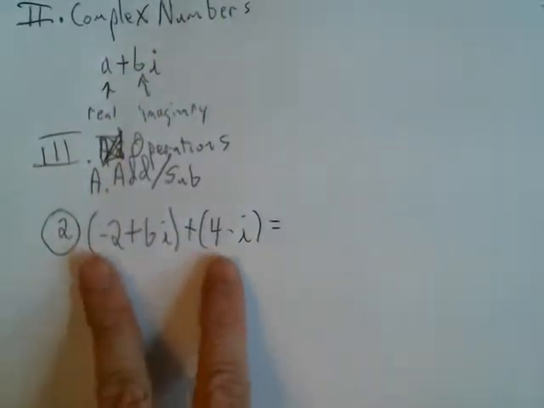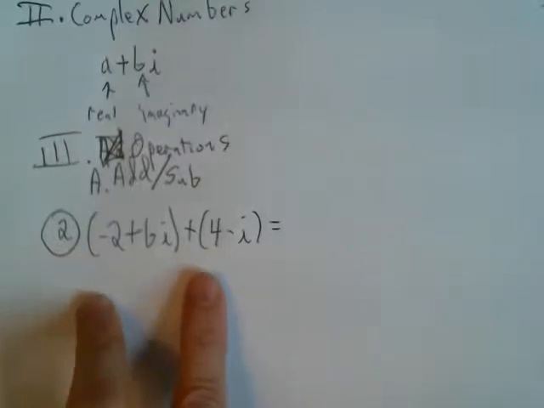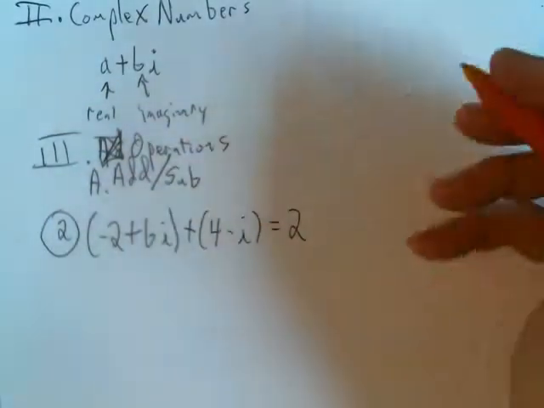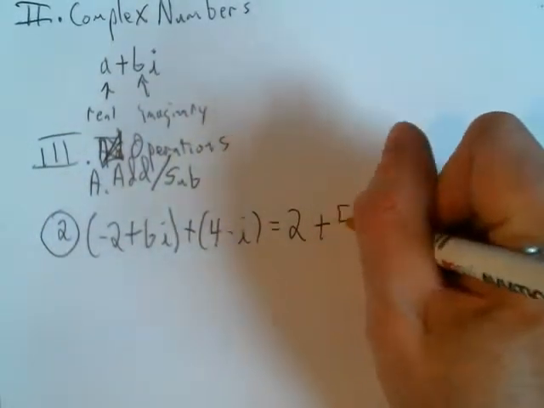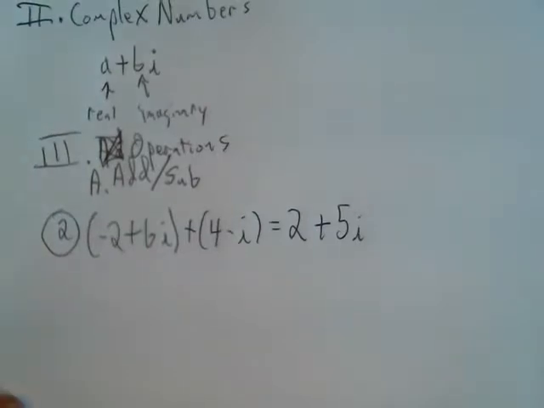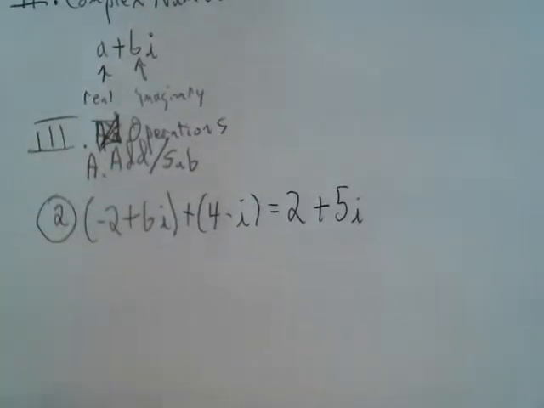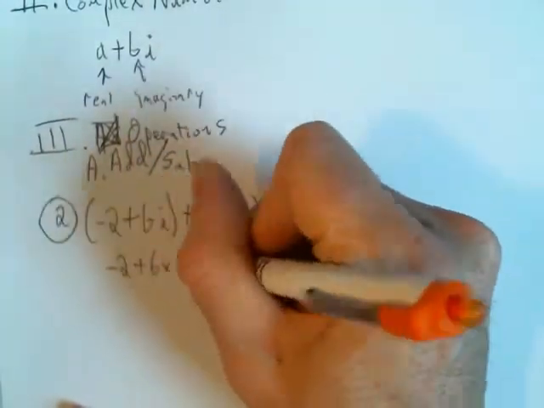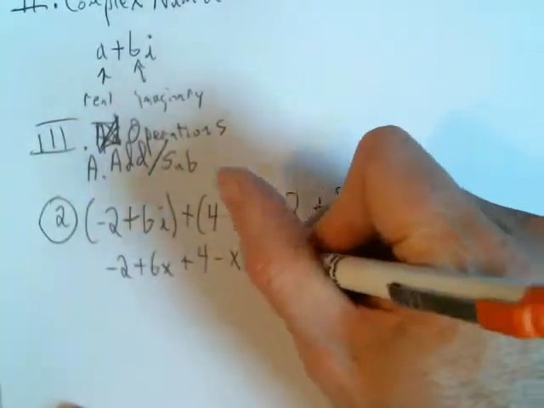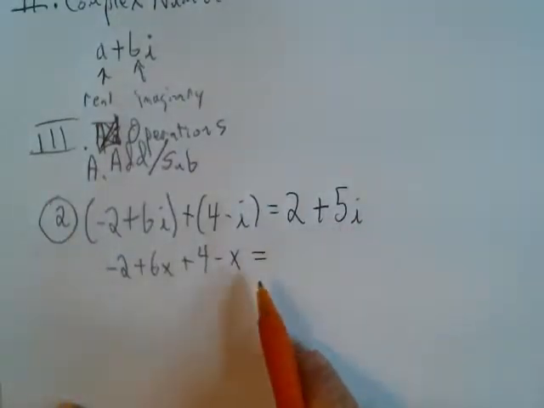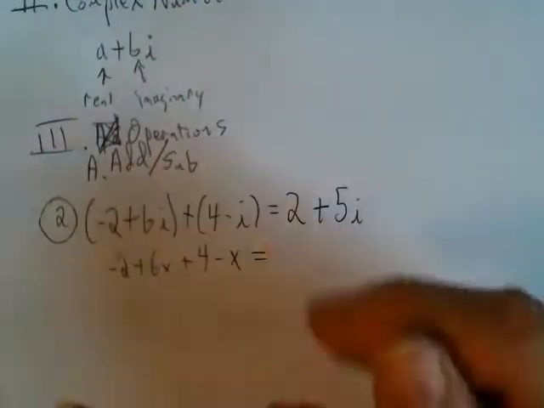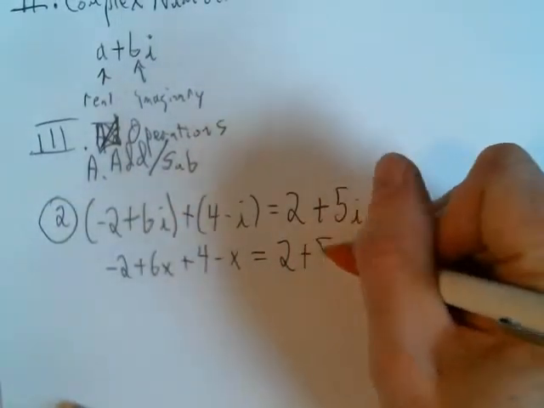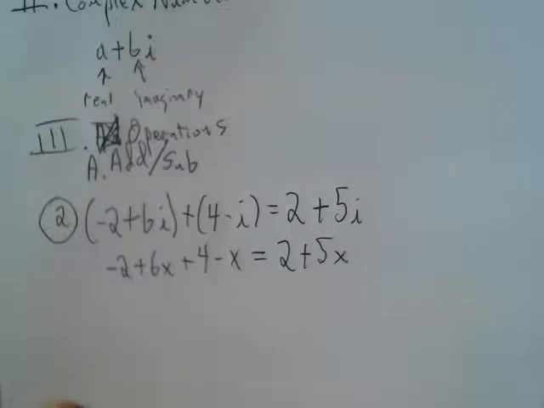So you want to combine the real parts together. 4 plus -2 is 2, and then 6 i's minus 1 i is going to give you 5i. So it's just like if you had -2 plus 6x plus 4 minus x. It's the exact same thing that you're doing here, except instead of x you have i. So -2 plus 4 is 2, and then 6 minus 1 is 5x. Same idea.